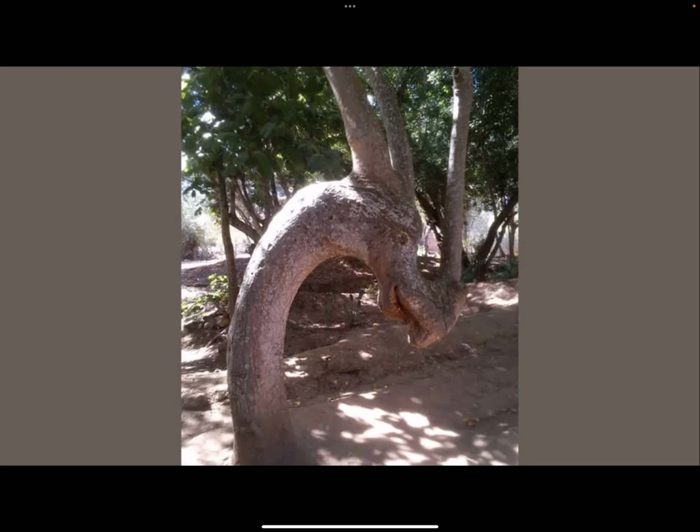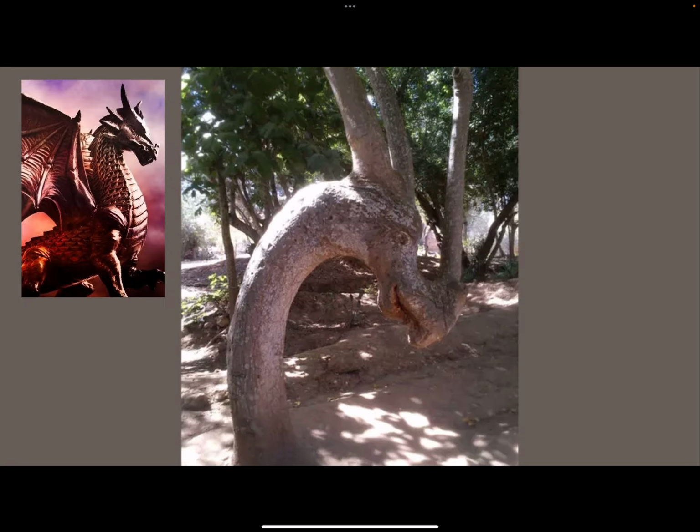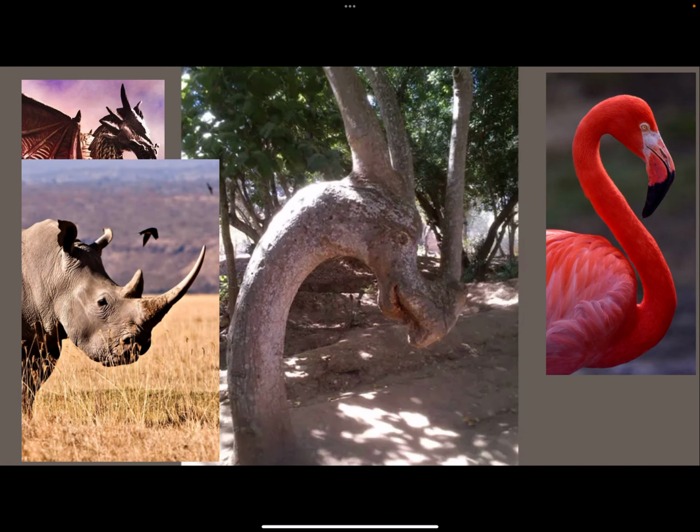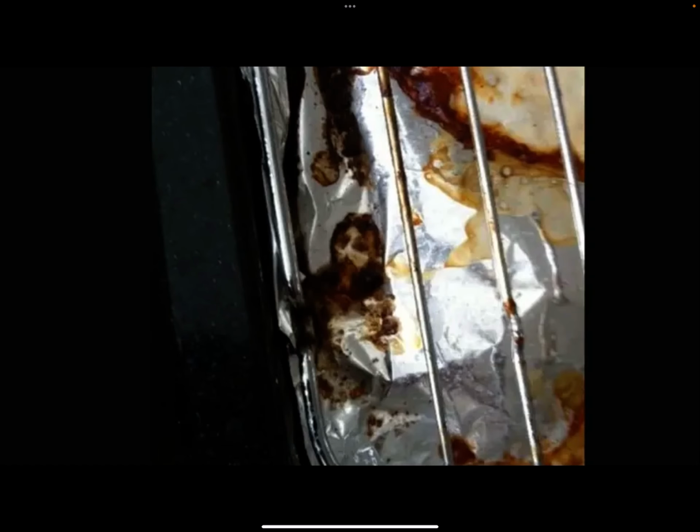What about this one? What do we have here? This one has like several options, I kind of feel like. Some people see a dragon. I also kind of see a flamingo a little bit. And then I also kind of see like a really skinny rhino. So, right, you can start to stretch the imagination a little bit there.